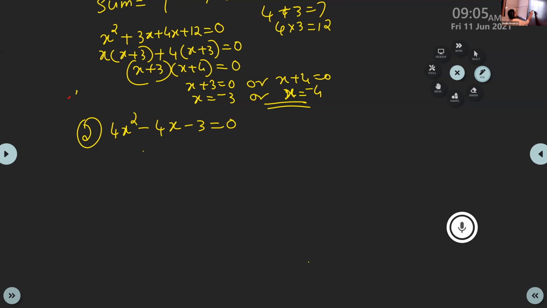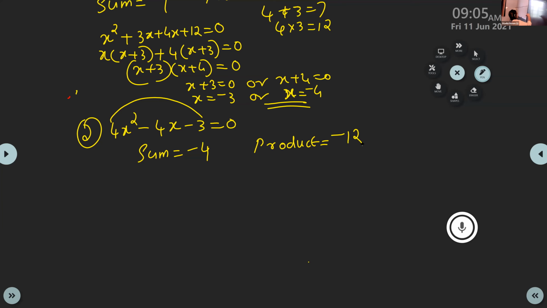You need to find 2 numbers whose sum and product are given. The sum will be minus 4, and the product negative 12, that is 4 into negative 3, negative 12.